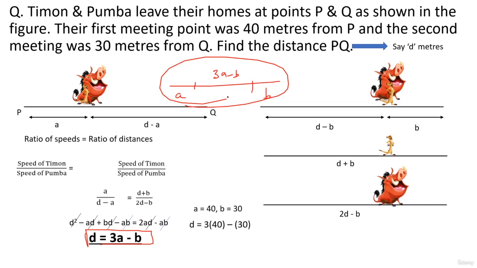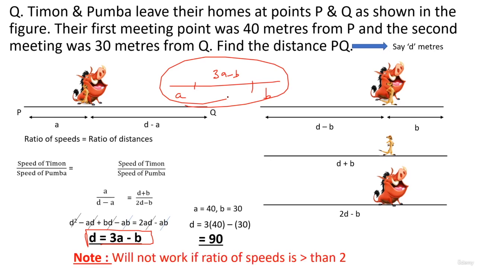Just plug in the values. Your answer is 90. The track length is 90 meters. Okay, caution. This will not work when the ratio of speeds is greater than 2.